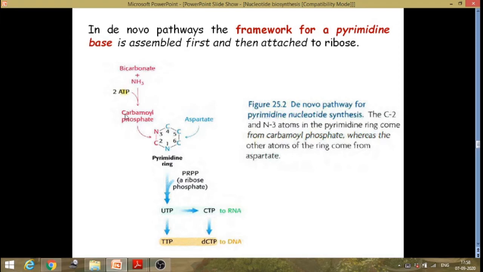उससे carbamyl phosphate is formed and in this reaction 2 ATP molecules are consumed. Then aspartate is added to form pyrimidine ring. तो इसमें N3 और C2 comes from carbamyl phosphate and the rest of the atoms come from aspartate. सबसे पहले ये pyrimidine ring फॉर्म होती है, उसके बाद this pyrimidine ring is attached to ribose unit, राइबोस फॉस्फेट यूनिट के साथ. उससे फिर पहले UMP बनता है, UMP के बाद UTP बनता है और दूसरे pyrimidine nucleotides बनते हैं. ठीक है, तो ये पाथवे है.